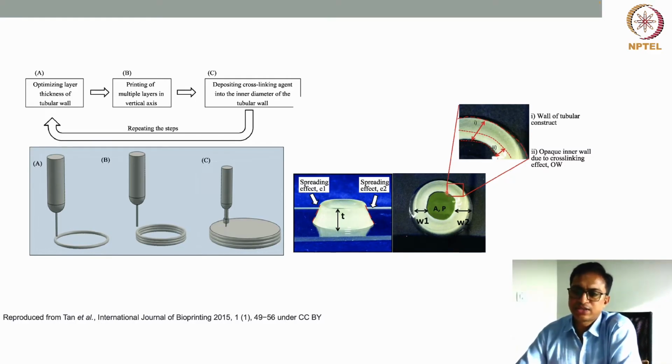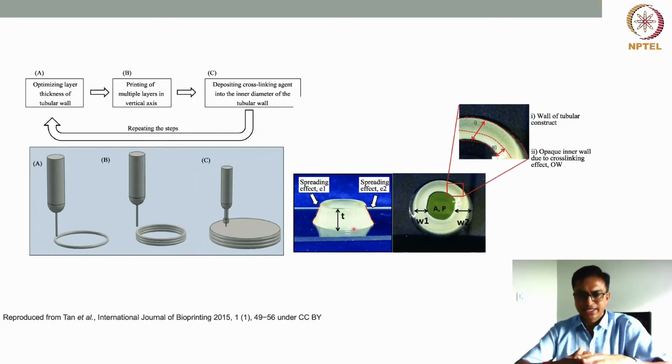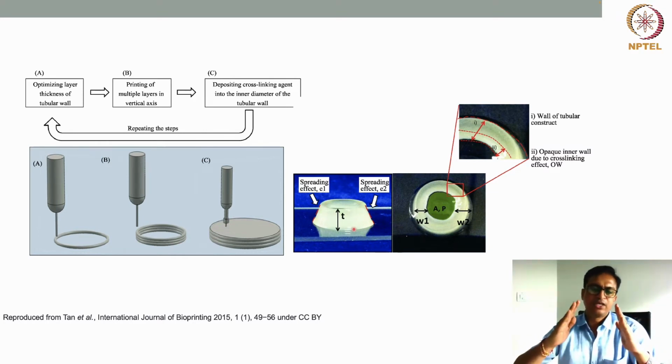The cross-linking happens from inward to outward direction, and because of that, an inner opaque layer and an outer less opaque layer are present. But one disadvantage of this is spreading of the bottom layers. That always happens due to gravity: when you put layers on top of each other, the weight falling on them makes the base layer spread, and we can get slanting structures.